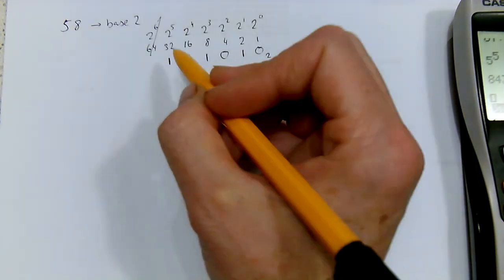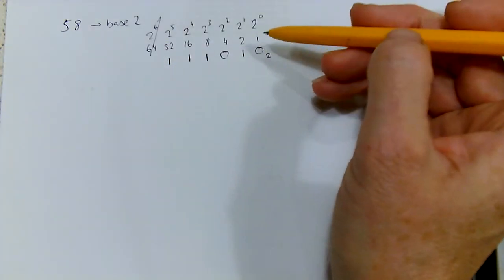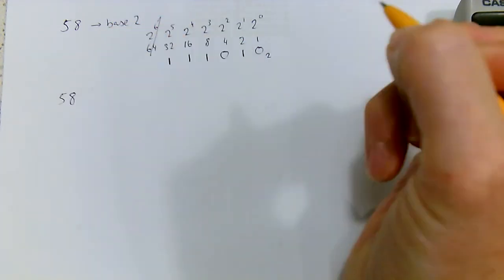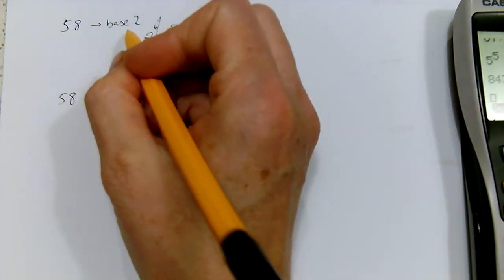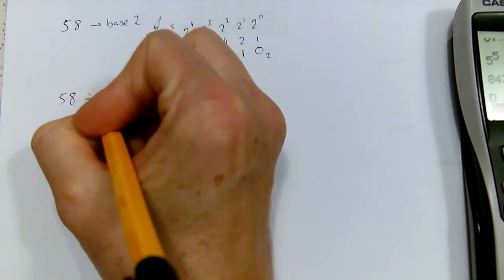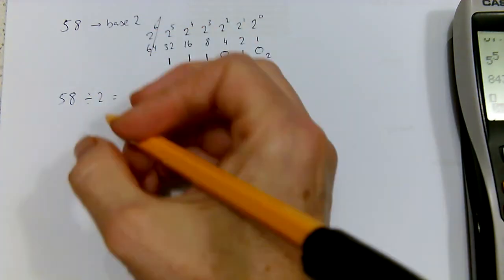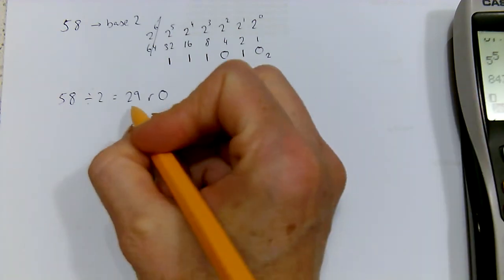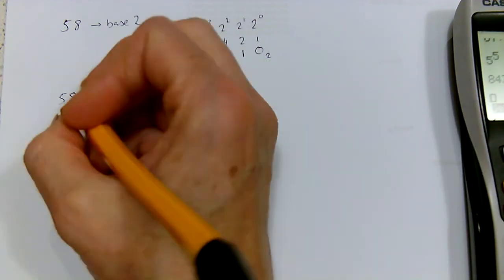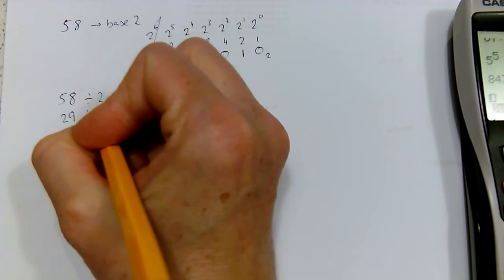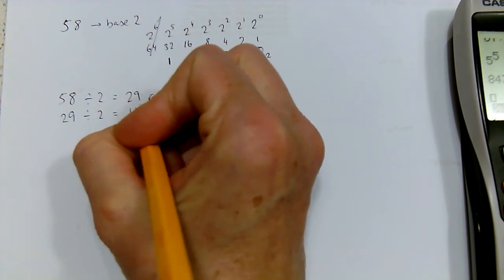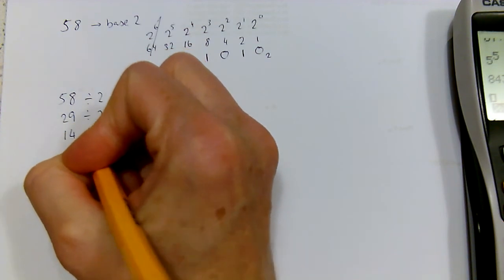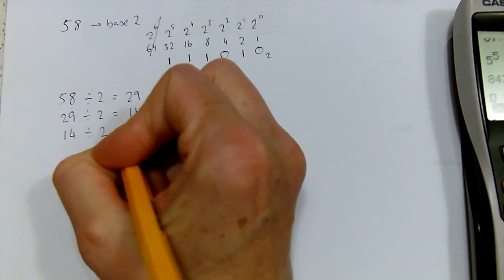So this method is slightly awkward, but it's quite easy to see how it works. So instead, here's a slightly quicker method. If we just keep dividing by the new base number, 58 divided by 2 is going to be 29, remainder 0. Now we look at this quotient and we divide that by 2. So that's going to give us 14, remainder 1. And we take this quotient and we keep dividing until we've pretty much got nothing left.